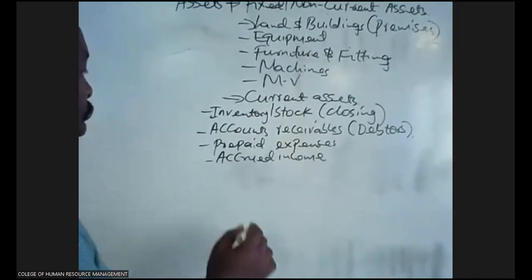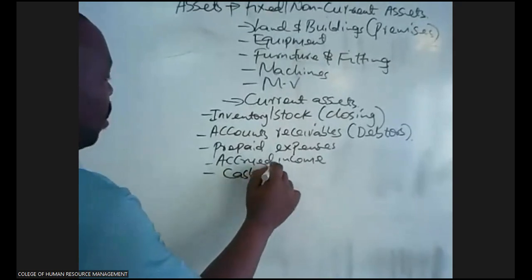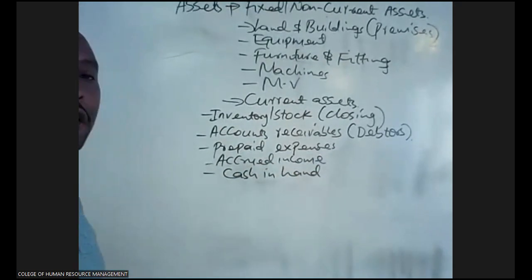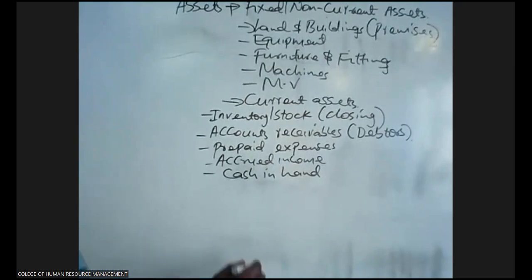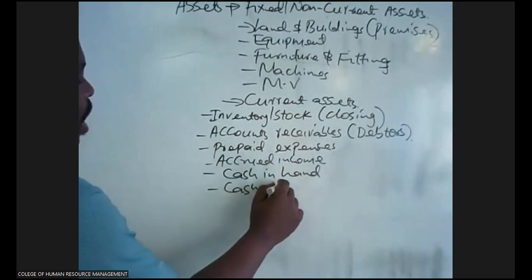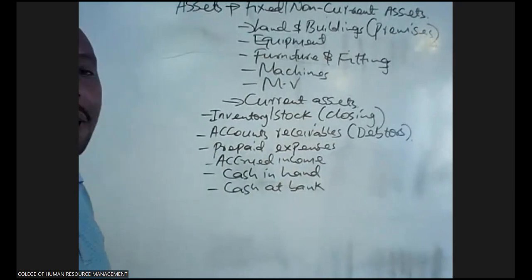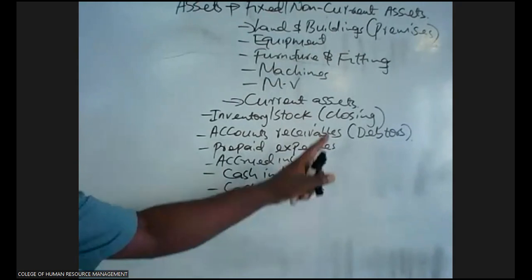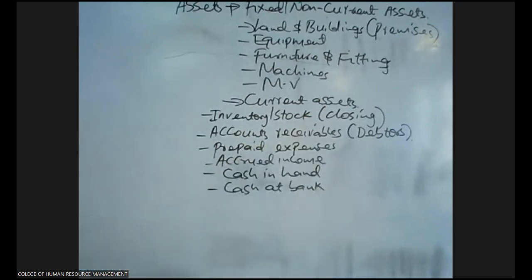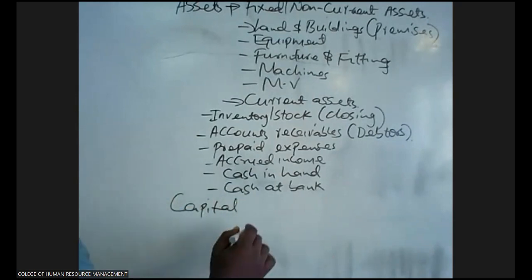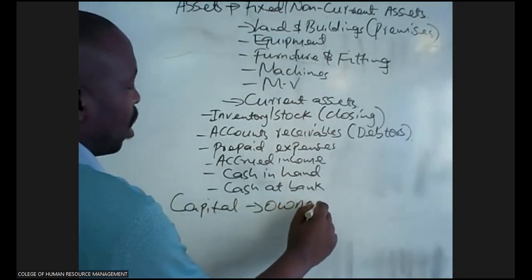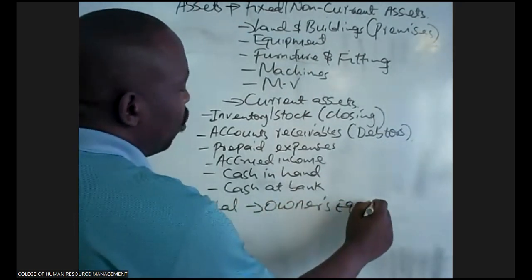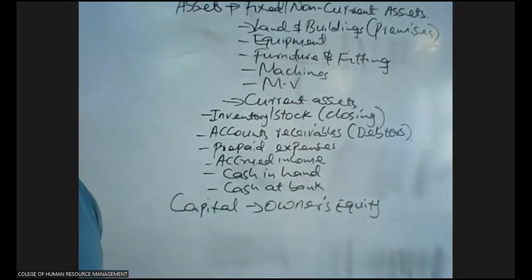Then we also have the cash in hand. This is the cash or the petty cash or the cash in the cash box and the cash at bank, which is simply the bank balance. All those are current assets. So at the end of the year, again, we need to know what is the value of this. Then we need to also compare now with what we call capital. Capital is what we call the owner's equity. How much the owner has invested in the business.